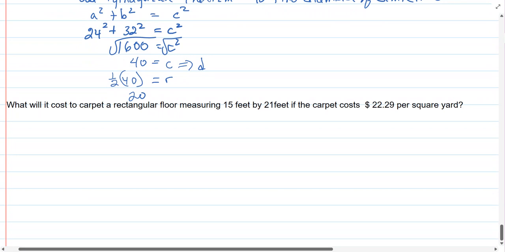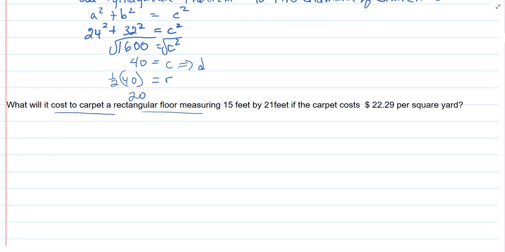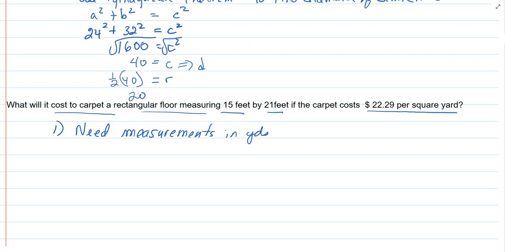That means something you would use if you were knowing what you needed. What will it cost to carpet a rectangular floor measuring 15 feet by 21 feet? And it costs $22.29 per yard. All right. Well, first off, we need the measurements in yards. And we studied this in chapter 9.